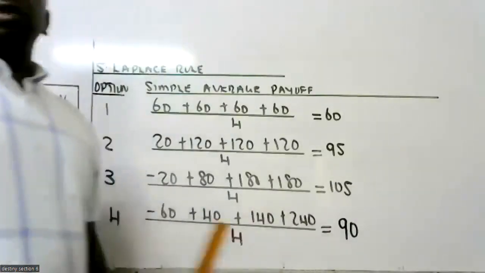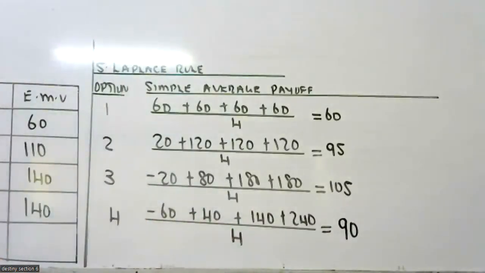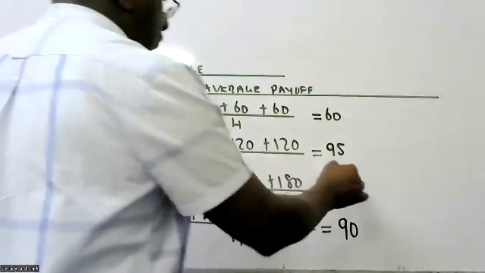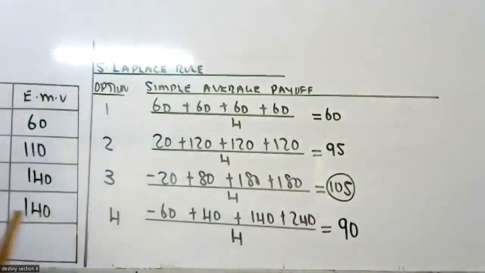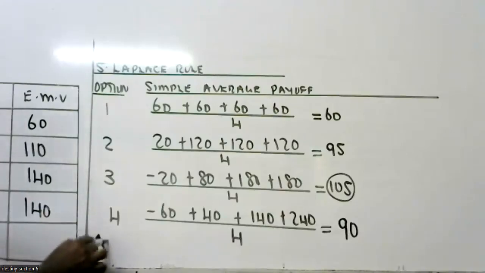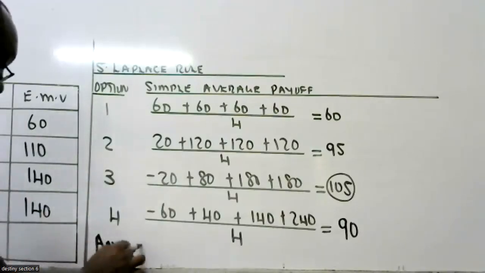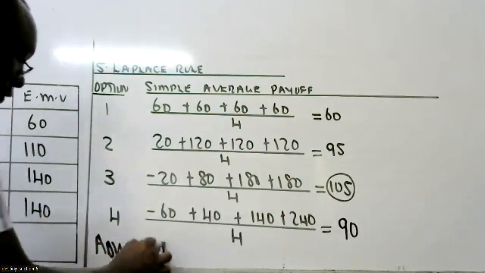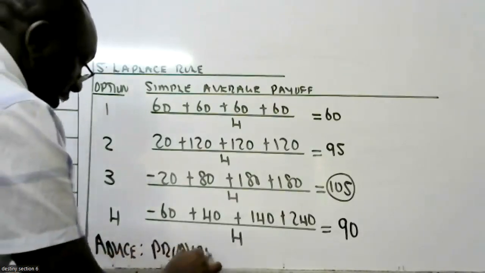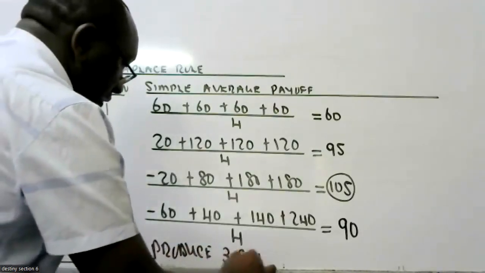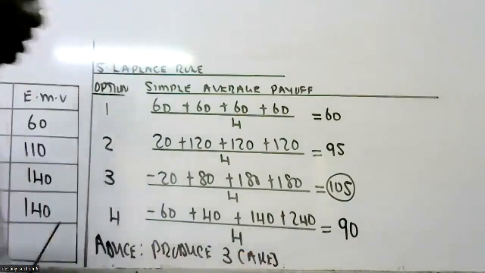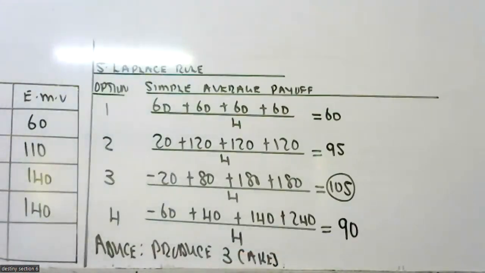So according to this rule, again, we go for the highest. So the highest is 105. So the advice that you are going to offer is they should produce what? 3 cakes. They should produce 3 cakes.